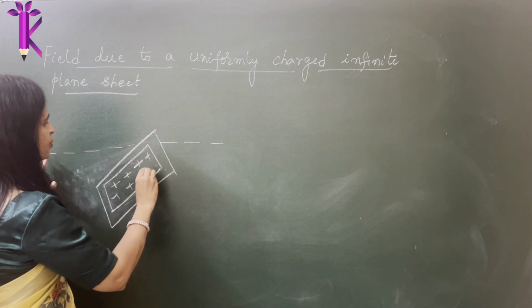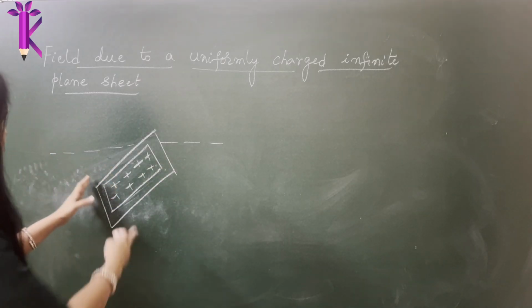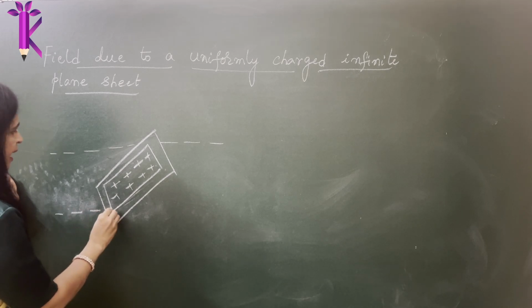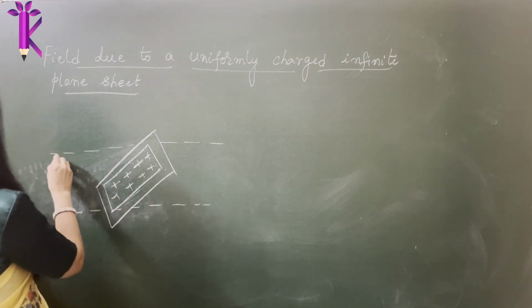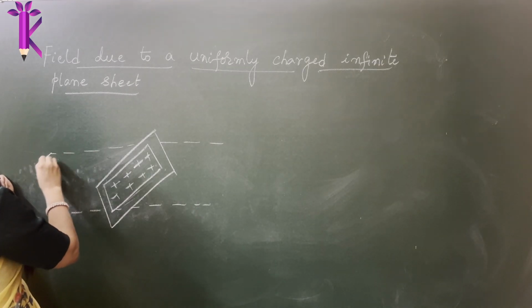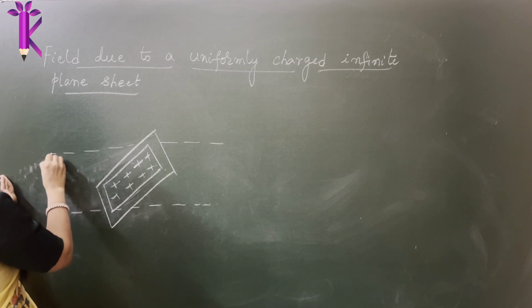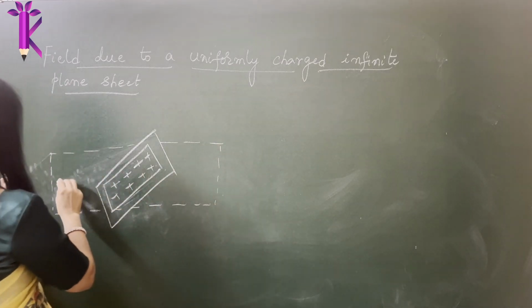Now, what should be the Gaussian surface that I should imagine? Something that is rectangular. This metal sheet is also rectangular. So I will imagine a rectangular parallelepiped. How does it look like? Let me draw it for you. A rectangular parallelepiped looks something like this.